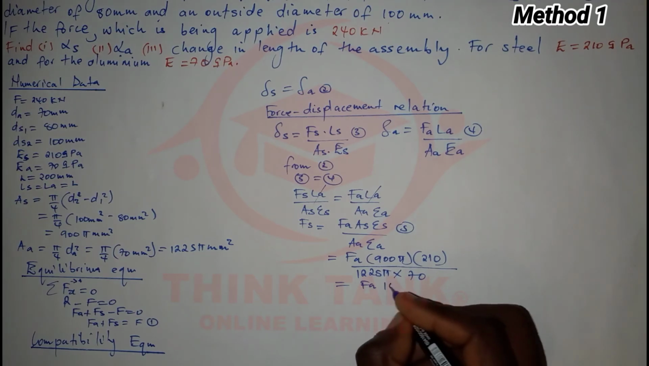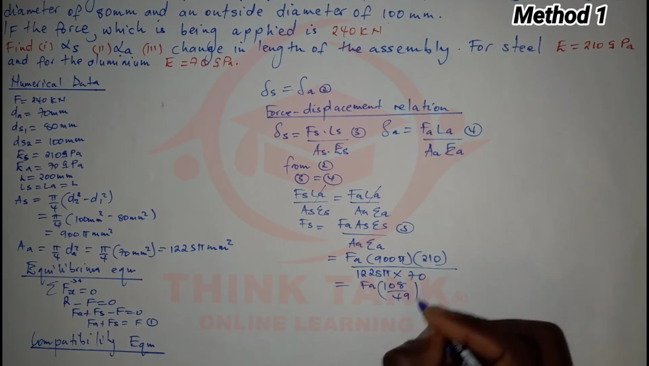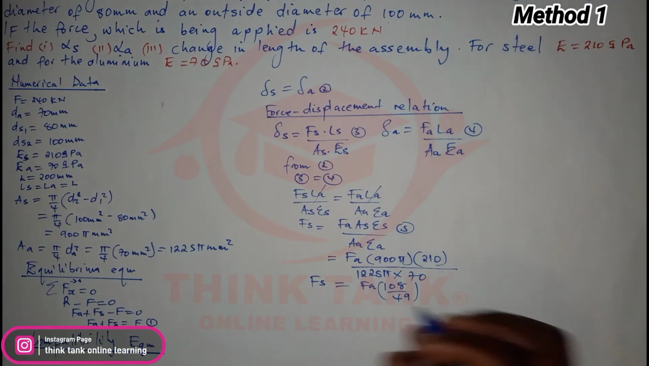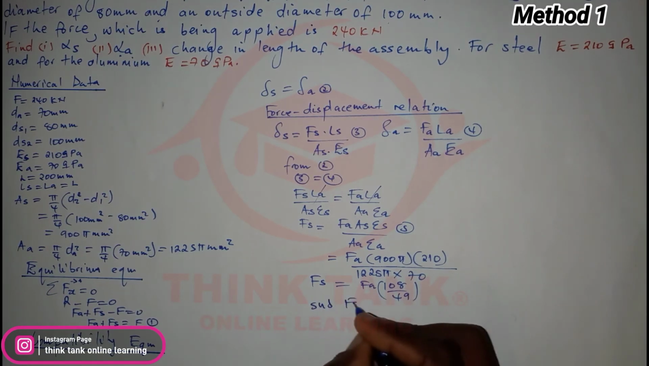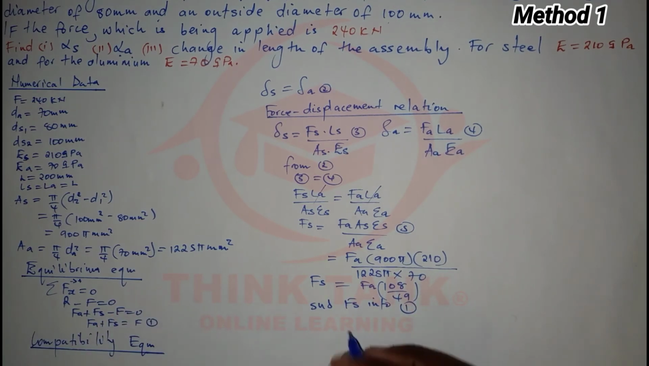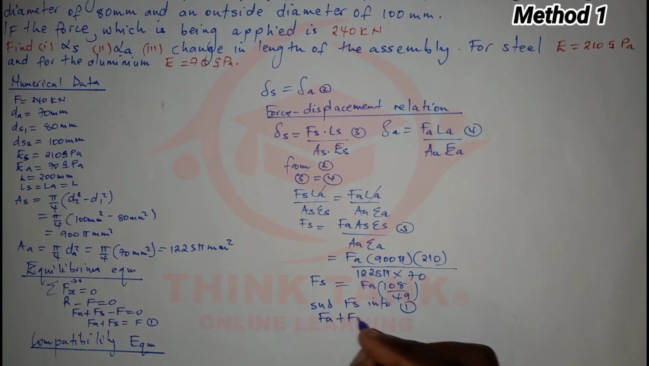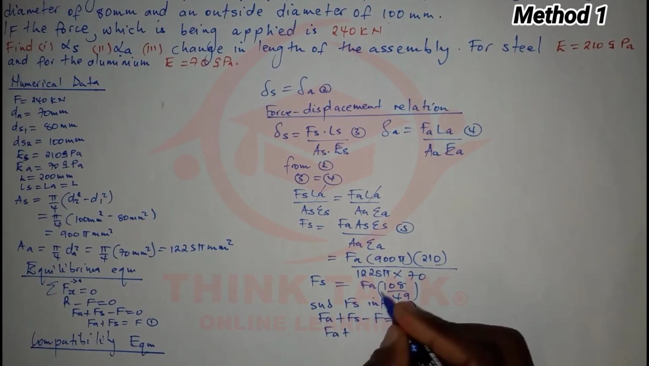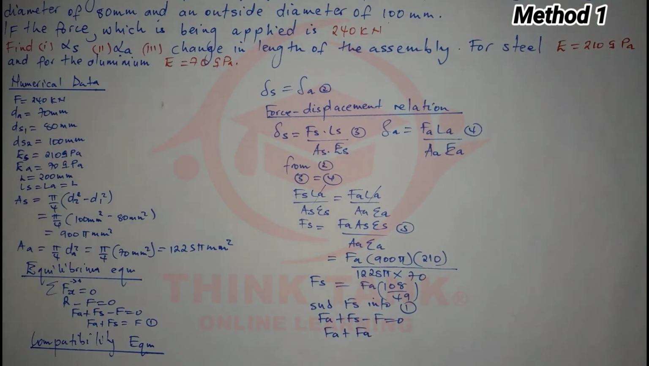And you're going to have 108 over 49, right? So FS equals FA times 108 over 49. Okay, then now we're going to sub FS into equation number 1. So what is equation number 1? That is the equilibrium equation. We know FA plus FS minus F should equal 0, so we have FA right here, plus, for FS, I'm going to write FA times 108 divided by 49, and that should be equal to 240 kilonewtons.